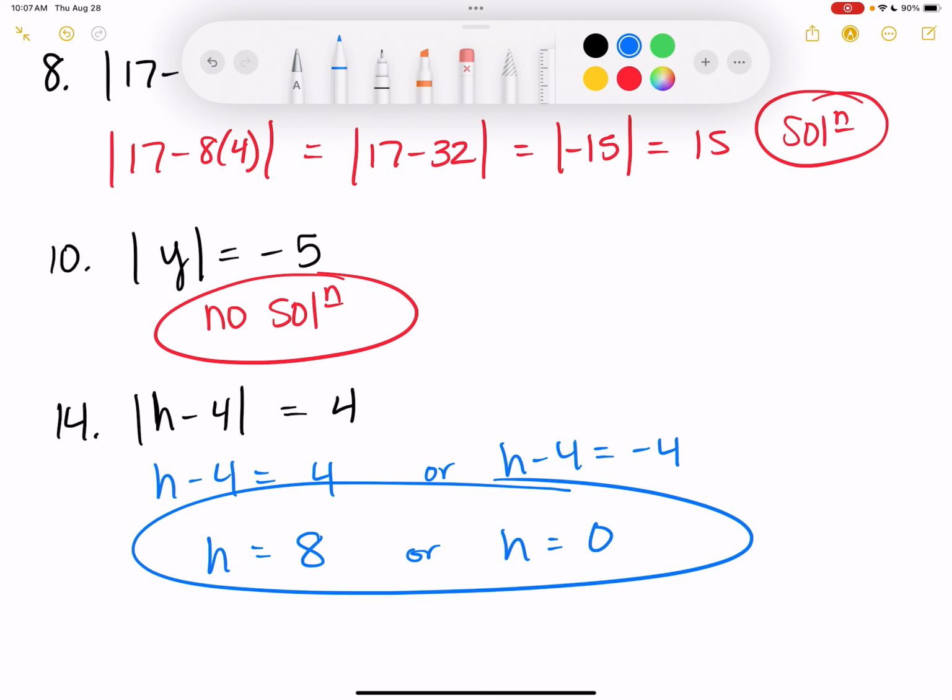Wait, how did that turn to negative 4? Because we have absolute value. This is saying that whatever's inside of here can either equal positive 4 or it can equal negative 4. Because if it's negative 4, the absolute value of negative 4 is positive 4. So it's always two equations with absolute value.